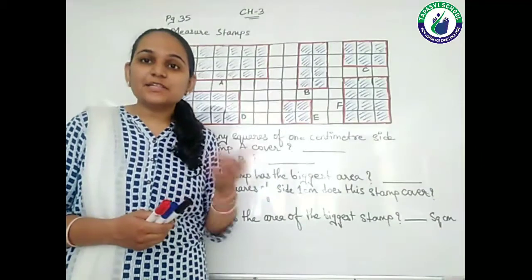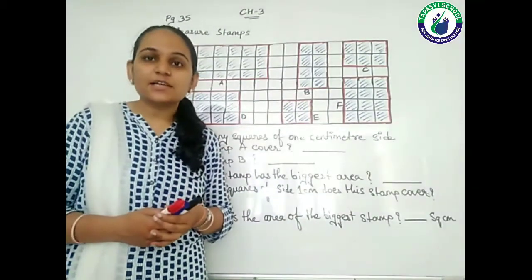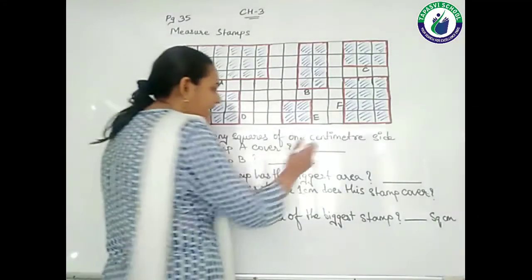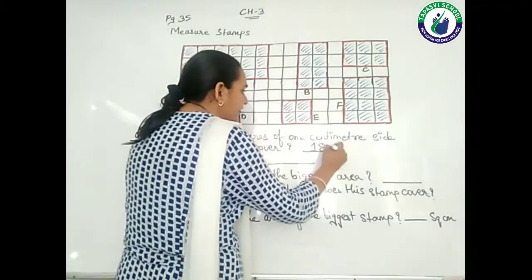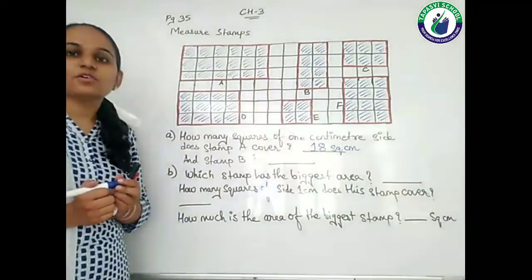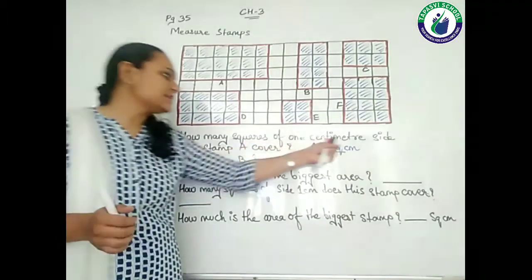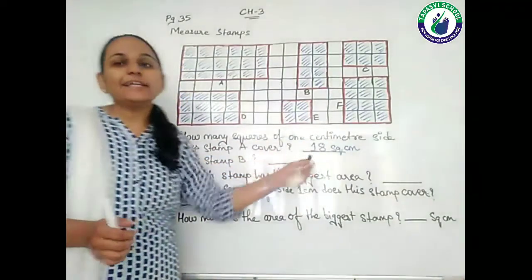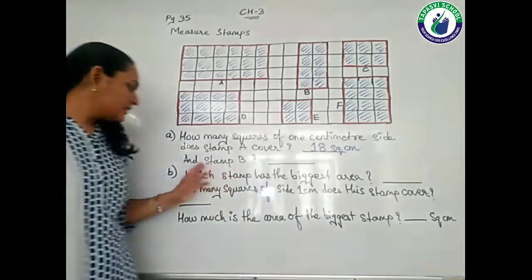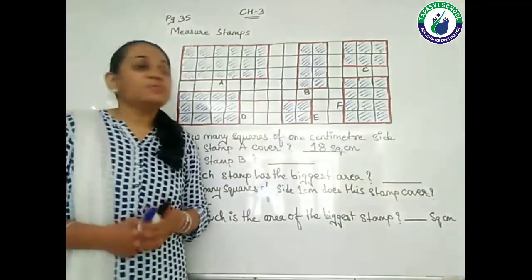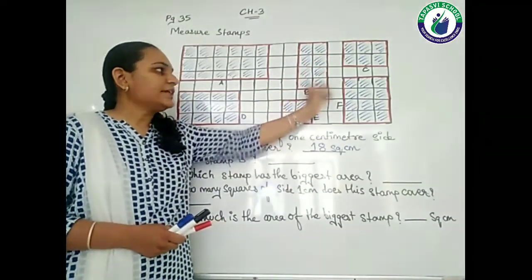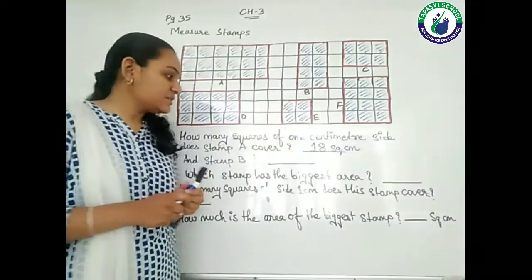So stamp A, as I told just now, only 18 squares are there. So here I am writing the answer: 18 square centimeter, because the question is how many squares of 1 centimeter side does stamp A cover. 18 square centimeter. Now let's look at the next question. Stamp B: if you see stamp B, then 1, 2, 3, 4, 5, 6, 7, 8. Total 8 square centimeters are in there.